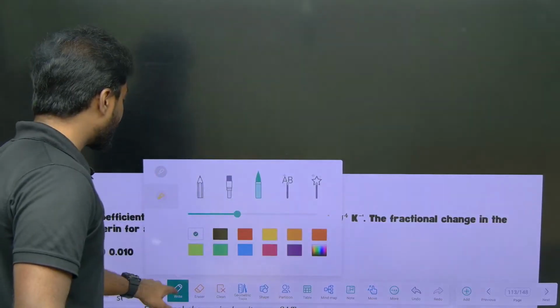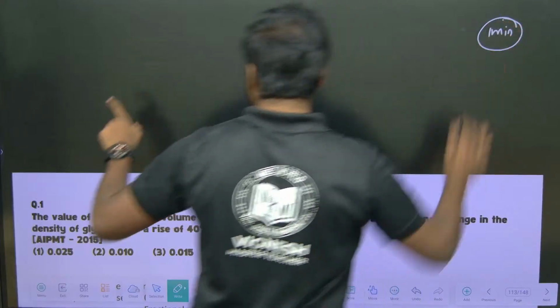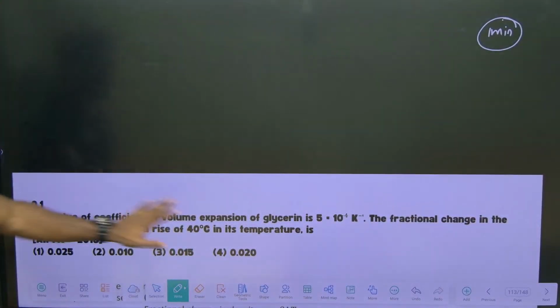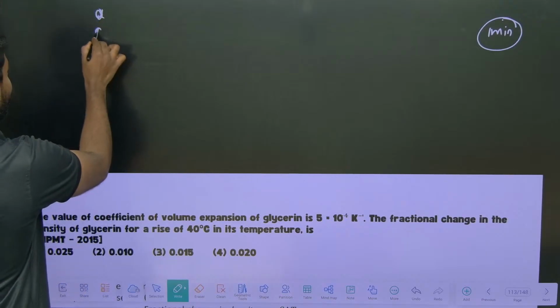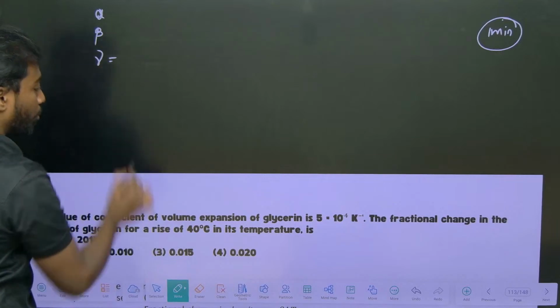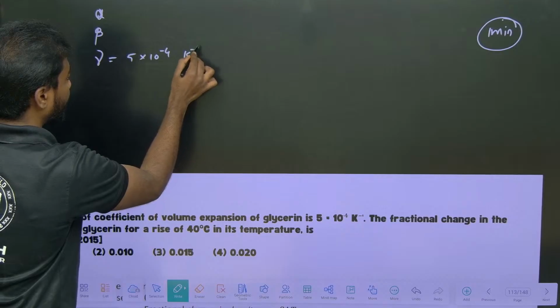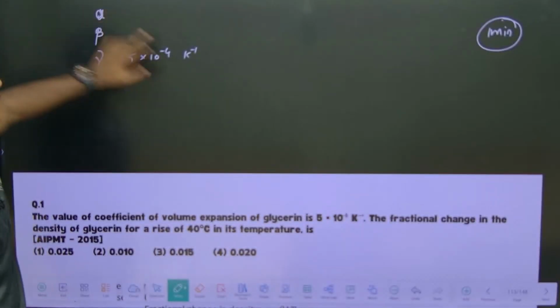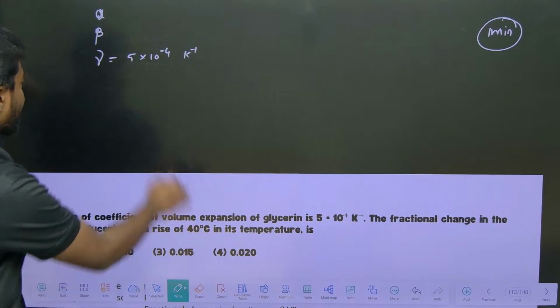Let me give you the given things first, and then you can take this 1 minute. Alpha is the linear expansion coefficient, beta is the areal, and gamma is the volume expansion, which is 5 into 10 power minus 4 Kelvin power minus 1. They are asking for the fractional change of density.